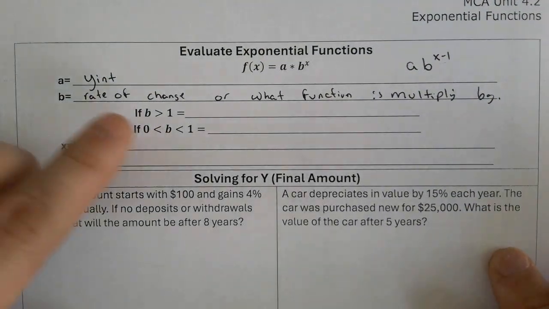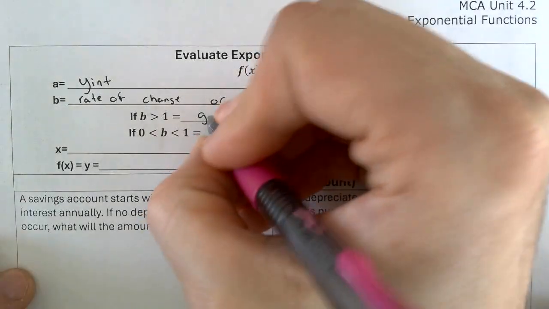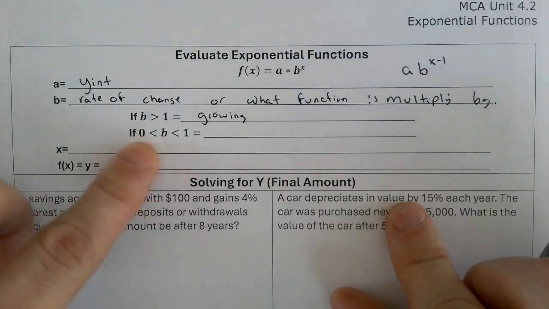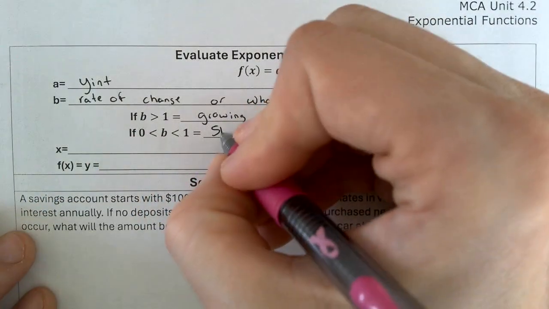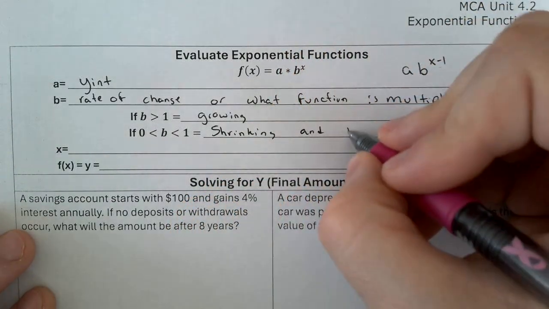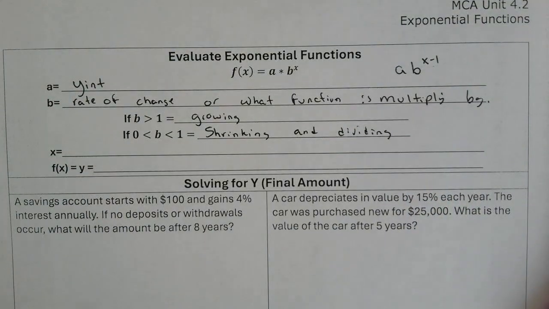If b is bigger than 1, then it is growing exponentially. And if b is in between 1 and 0, then it is not growing, then it is shrinking and dividing. Technically, you're multiplying by a fraction, but when you multiply by a fraction, you are dividing.